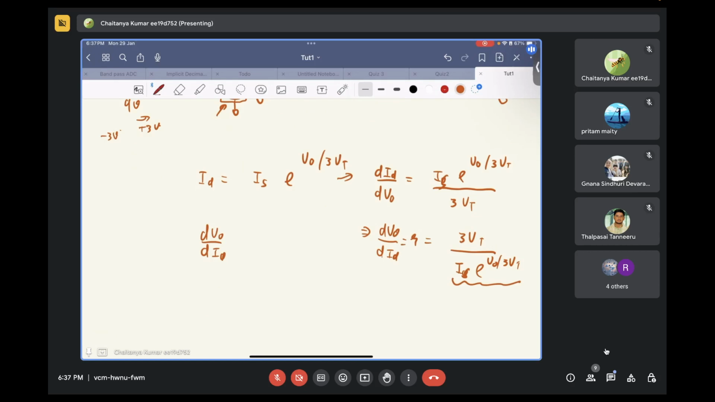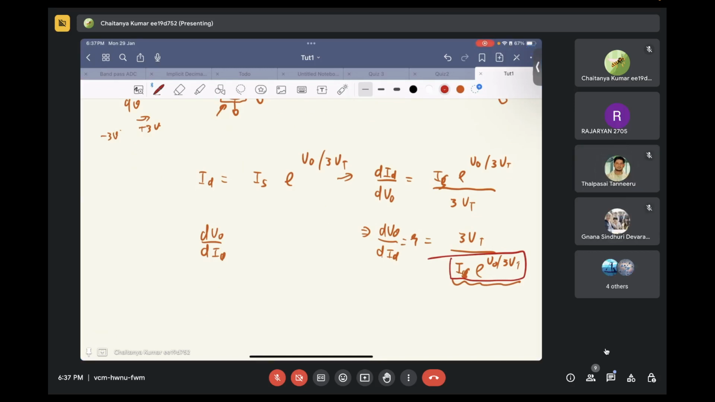What is this particular value? It is ID. And what is the value of ID? For V naught of 2 volts, the output voltage is 2 volts, right? So for V naught of 2 volts, what is the value of ID? 6.8 milliamps. We calculated that, right? Correct.